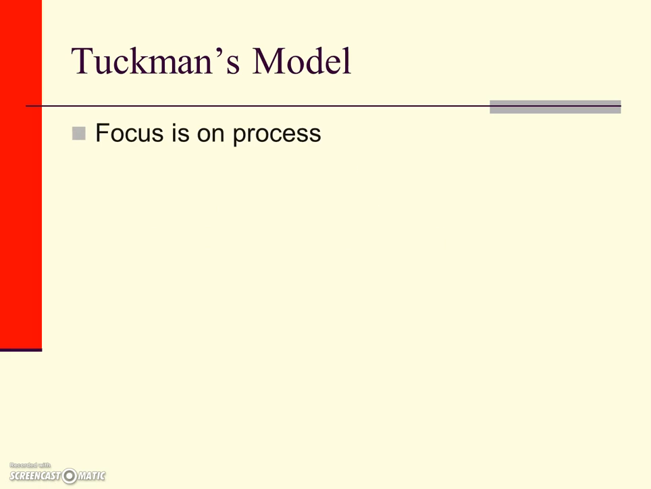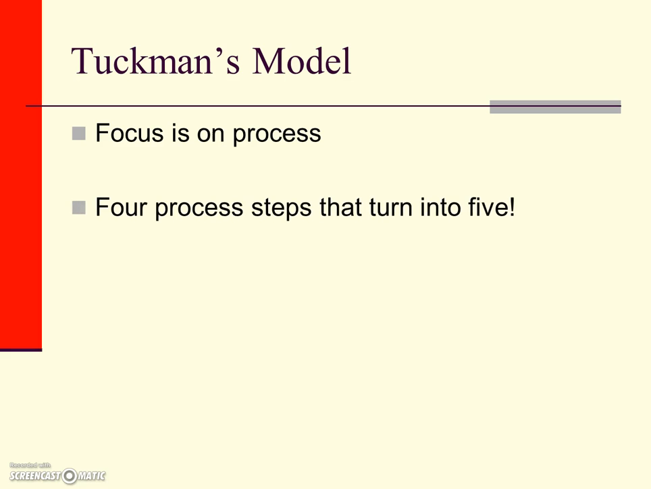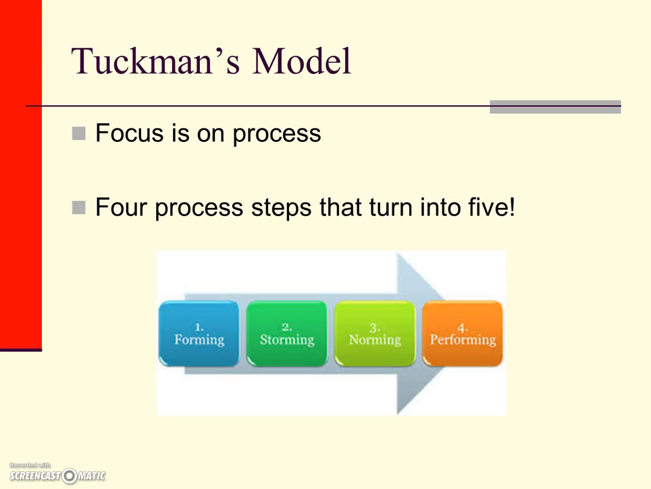So in Tuckman's model, the focus is on process. Bruce Tuckman first introduced his model in 1965, and the process was first proposed with four steps that eventually became five. So here's a simple version of the actual model: forming, storming, norming, and performing. Over the years, Tuckman's model of group development has been criticized for several reasons. So let's actually address the criticism first before we go into the actual model.